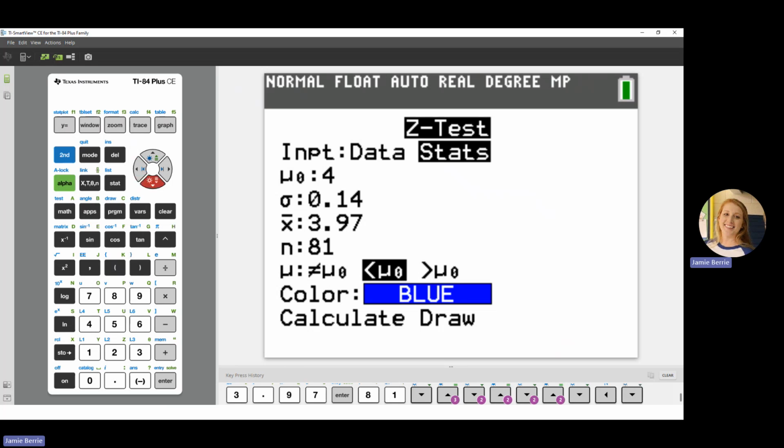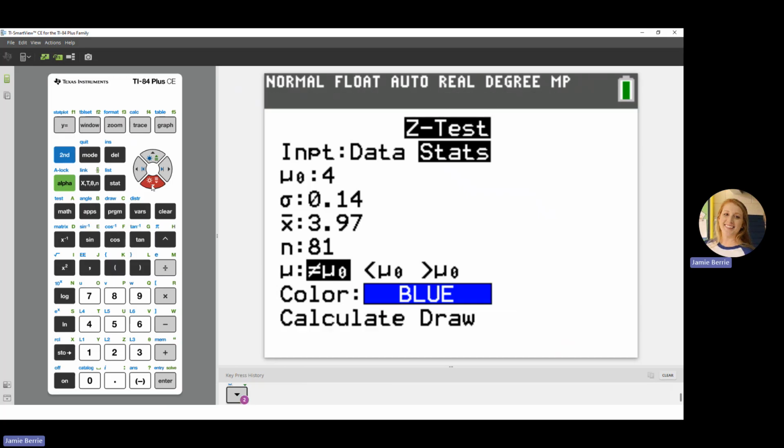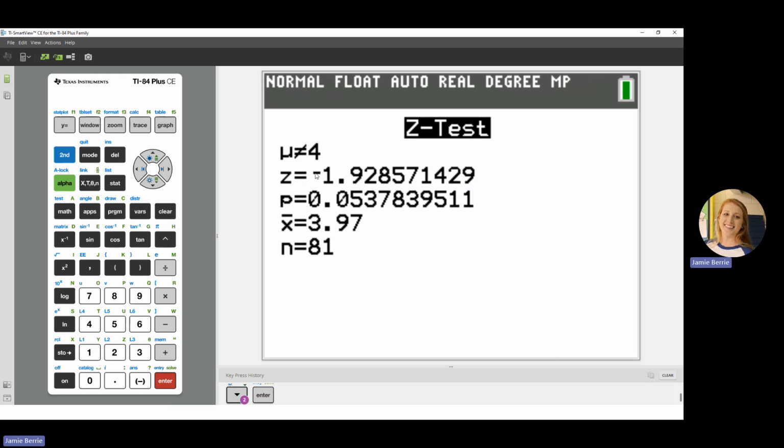Be careful. All right, so then you're going to go in here where it says mu. There's mu. And you're just going to select what your alternative hypothesis was. Ours was not equal to. And then we're going to go down here and hit calculate. Now, if you were doing the rejection region method, you would do the draw option, but we're using our p-value method. So we're going to go to calculate and hit enter. And there's our values. You can see it gives you a critical value, gives you a p-value, gives you your sample mean and your sample size.